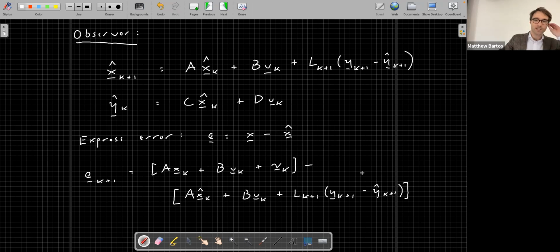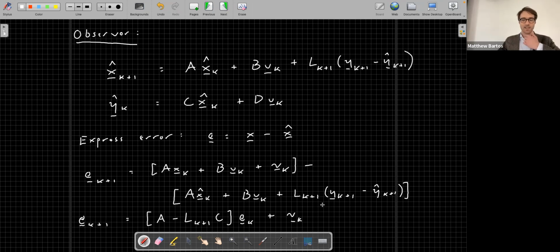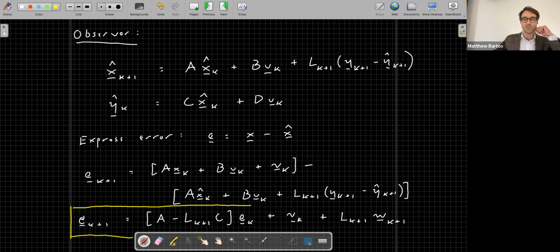Okay, and eventually, if we simplify this even further, we get the following expression for the error dynamics in discrete time. e at time k+1 is equal to (A minus L_k+1 C) times e_k plus v_k. So this is now adding a vector of random noise, plus L_k+1 times w_k+1. So this is our expression for the error. And as I mentioned, with the Kalman filter, we're going to try to minimize this error.